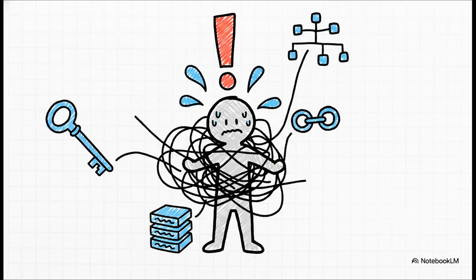The pain isn't just typing out the commands. It's the massive chain of interdependent decisions you have to make in the exact right order, all while under immense pressure because production is down.